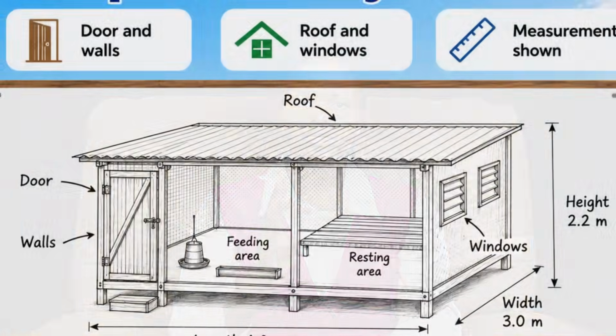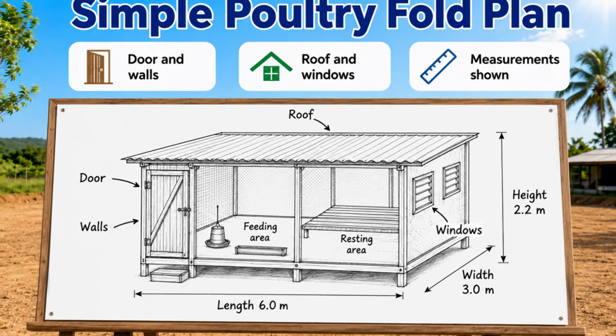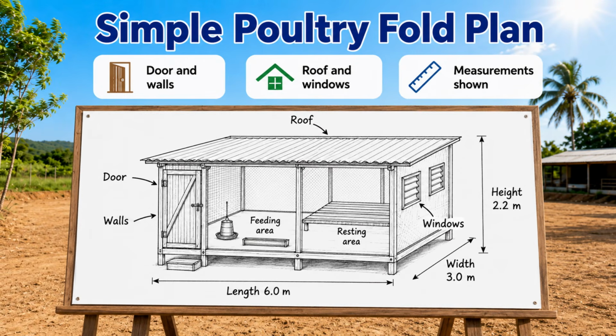Then step number 3, draw a simple plan. Now here you are supposed to make a simple drawing of the poultry fold. Show the position of the door, the walls, the roof, the windows, maybe the feeding area and the resting area. And then write the measurements on the drawing. So the drawing will guide the group during construction. That drawing is going to come in handy when you are constructing.